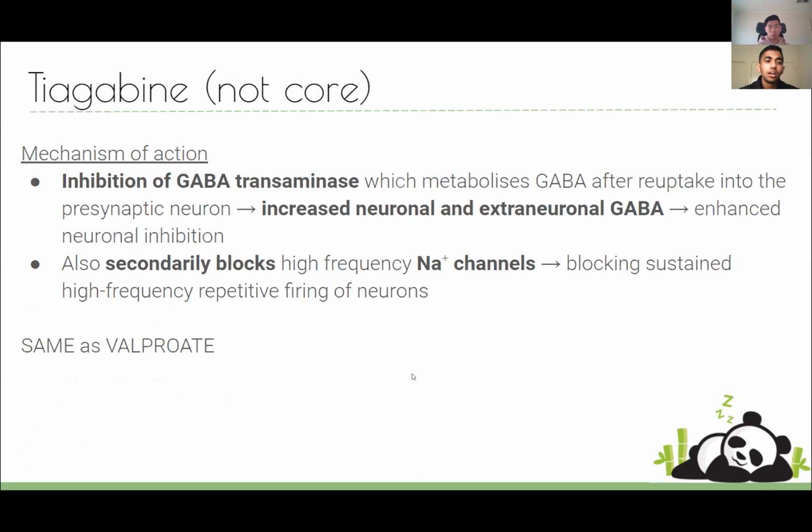Cool. Tiagabine does the same thing as valproate. It's not a core drug, so I don't think you need to know it. It has the same side effects. So if you see tiagabine, just remember it as the same thing as valproate, basically. It's not in your e-pharmacology, so I don't think you need to know too much.